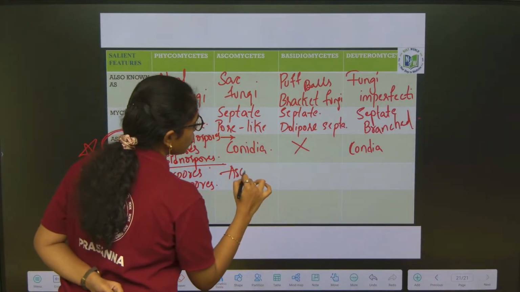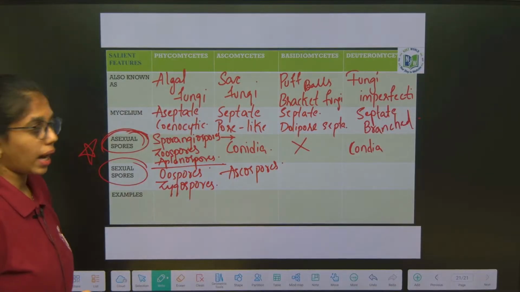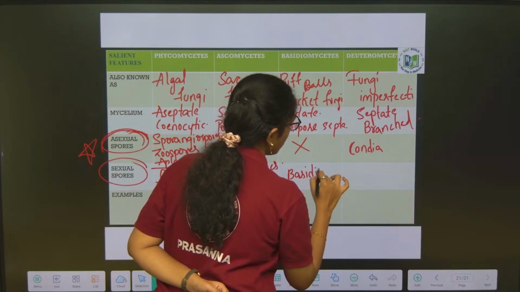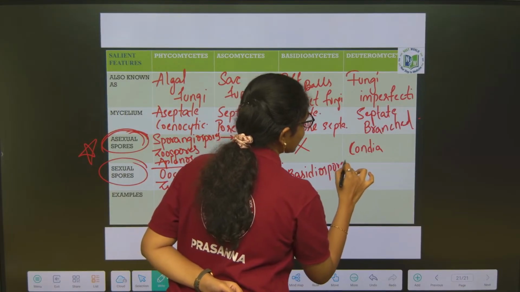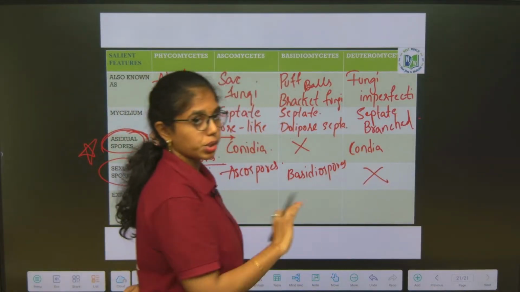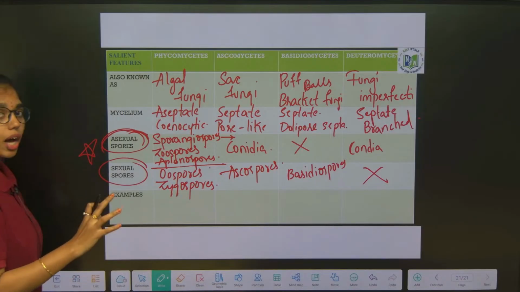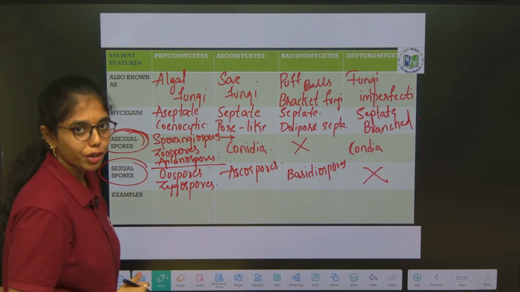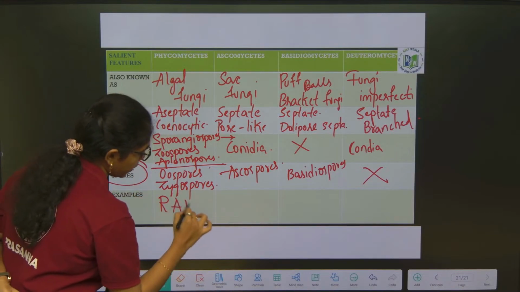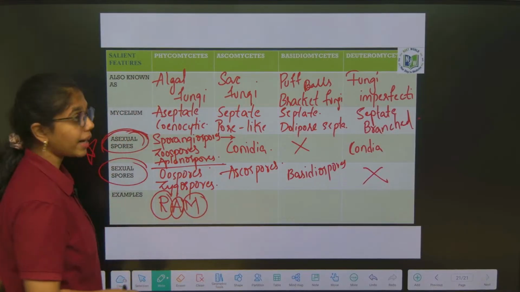Ascomycetes, ascospores, which are endogenously produced in the ascocarp. Basidiomycetes, basidiospores, which are exogenously produced on basidiocarps. Deuteromycetes, sexual reproduction is absent. Lastly, when it comes to examples, just recall the mnemonics which I gave, it will be easy for you to answer. Phycomycetes, it is RAM, wherein Rhizopus, Albugo and Mucor, easy right.